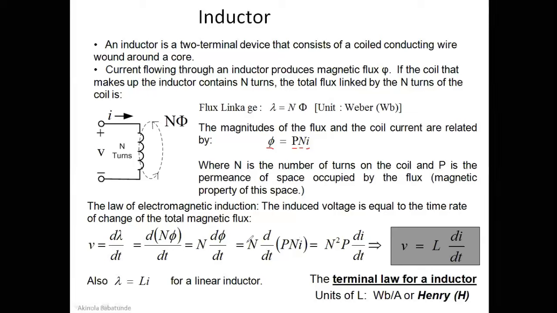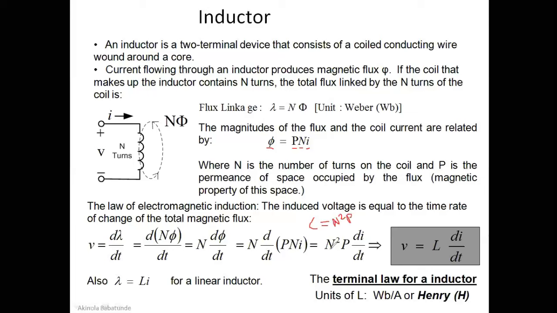They are not variables. Okay, so you are left with n squared p di/dt, where p is our permeance of space, n is the number of turns, and then you have the di/dt. N squared p is usually equal to our inductance.